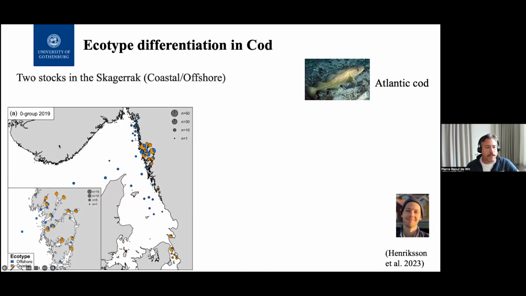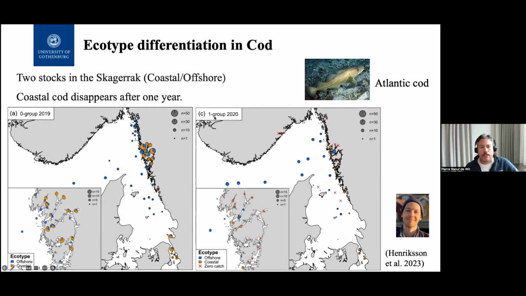And in this work, they went out and they sampled cod in 2019, just newborn cod, really small ones, and they found that, as you expect, you have coastal ones in the fjords, and then offshore you have the offshore ones. But then when they went back again next year and looked at the age 1 group, they could see that a lot of the coastal cod had disappeared. So here's an example where you have these two stocks that are mixing.